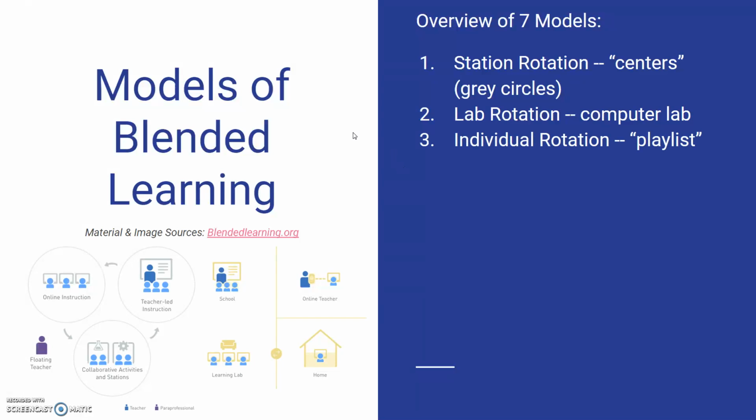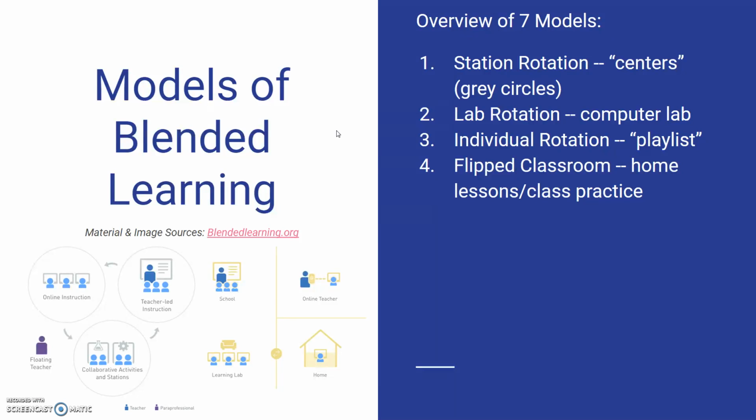There is also an individual rotation, which is the same concept as the previous two, but rather than moving through a universal rotation for the class, each student has their own playlist, so they may spend more time at one station or not visit another.